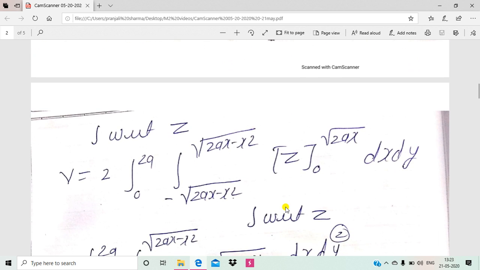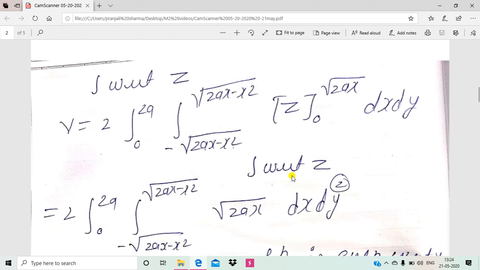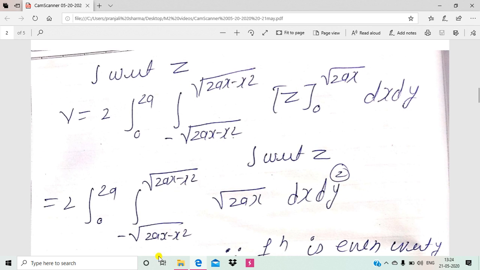So the integration of 1 will be z, and the limits are from 0 to root over 2x, and to calculate it we use upper limit minus lower limit. So the integration is now 2 times 0 to 2a, minus root over 2ax minus x square to root over 2a minus x square, root over 2ax dx dy.